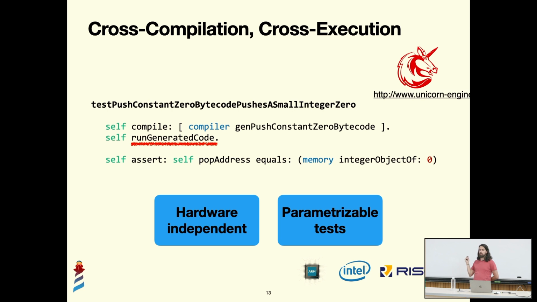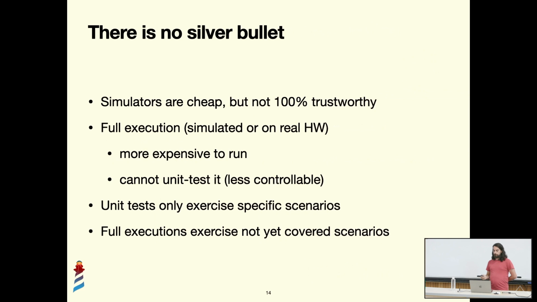Actually, it is running every time that we do a commit on the virtual machine right now. While working on all this testing infrastructure, we learned that, of course, everybody knows there's no silver bullet. But there are different ways to test and debug the VM. We learned that simulators are cheap. We can run stuff in a simulated mode, but they are not 100% trustworthy.